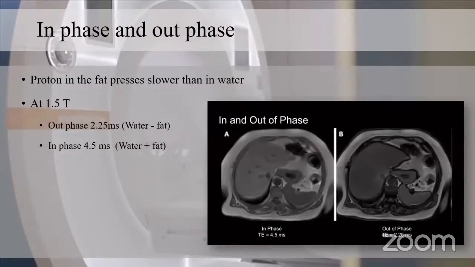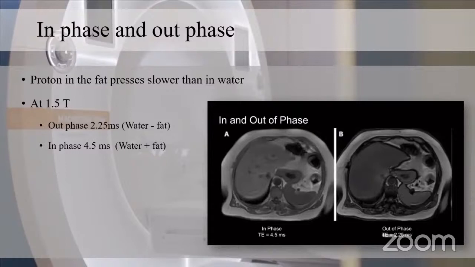Now we'll move to the in phase and out phase. This sequence we use in the abdomen. Here, the protons in fat precess slower than the protons in water. The precession of protons in fat and water is different. At some points the protons of fat and water align, and that is in phase. And there are some other points where the protons of fat and water are opposed, and that is out of phase.